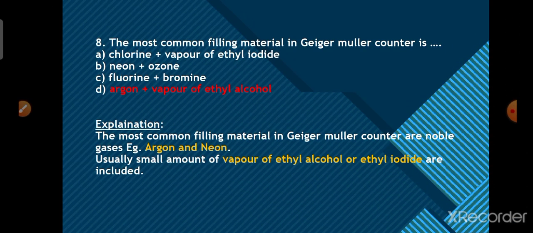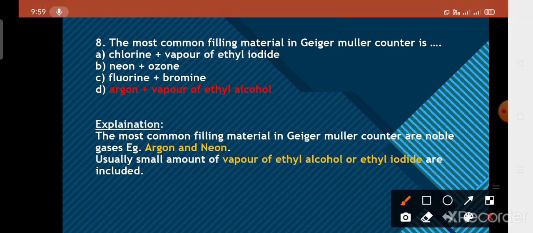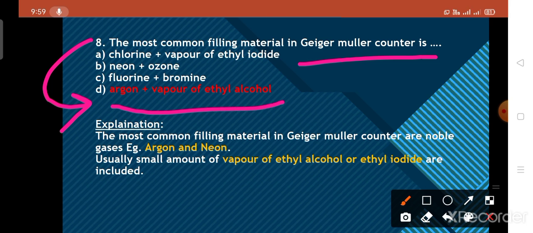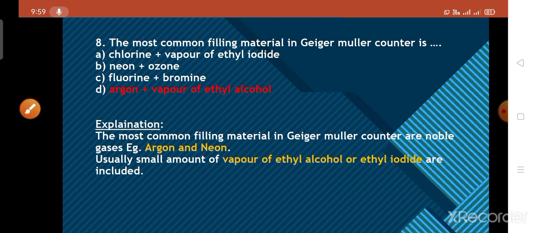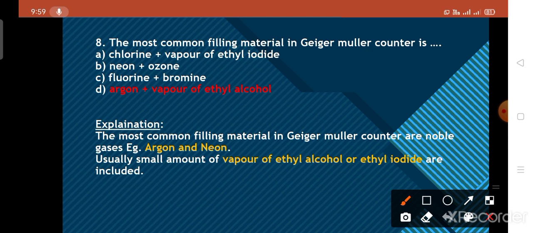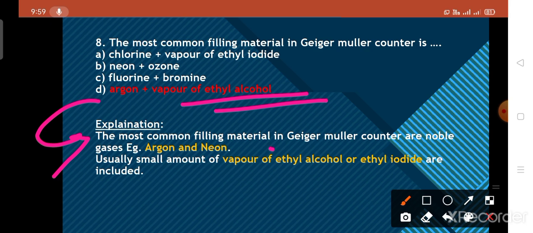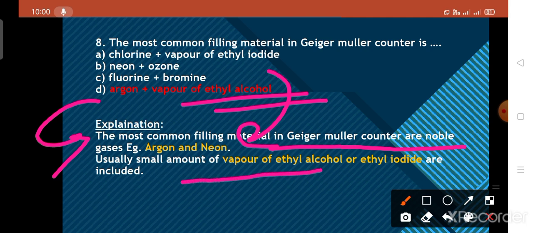Then next MCQ: the most common filling material in the Geiger-Müller counter is. There are 4 options, but option D is the correct option, because in the Geiger-Müller counter, as filling material we use the noble gases. The most common filling materials used in the GM counter are noble gases, where argon and neon are the noble gases, usually with the addition of a small amount of vapor of ethyl alcohol and ethyl iodide also included.